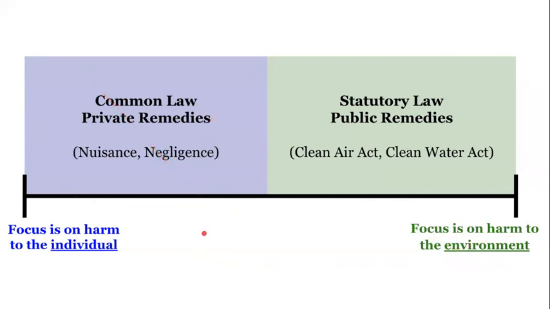Common law remedies, nuisance and negligence, are really towards the left, focused on the harm to the individuals, whereas statutory law and public remedies are really more towards the right, in the green, which focus more on harm to the environment. So that's a pretty decent way of conceptualizing. And of course, there's all of this in between. One of the benefits of seeing this visually as a spectrum is, like I'm saying, it's not just a binary. This would be our cartoon economist and this would be our cartoon ecologist, but really there's just a whole spectrum. And what about here, right?